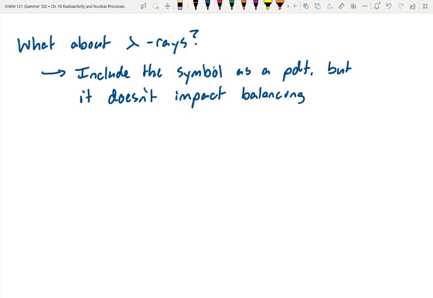All right, so let's get back to this idea of beta particles. So what about beta particles and positrons?